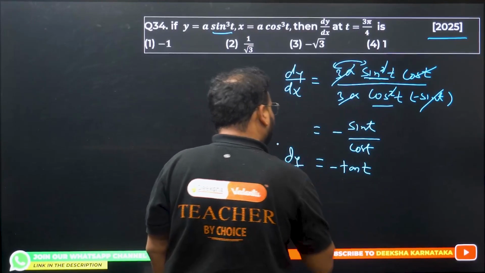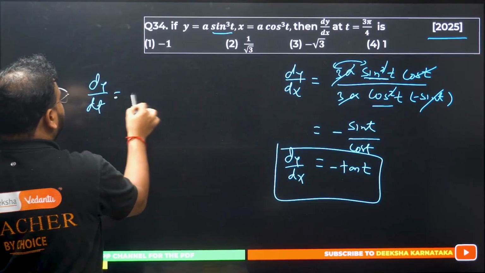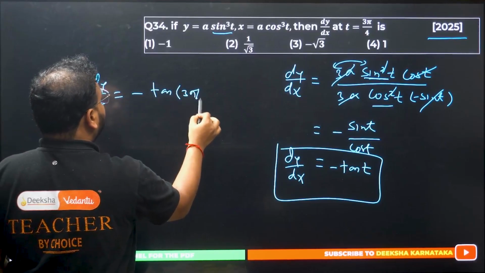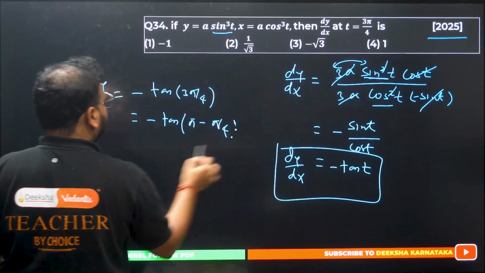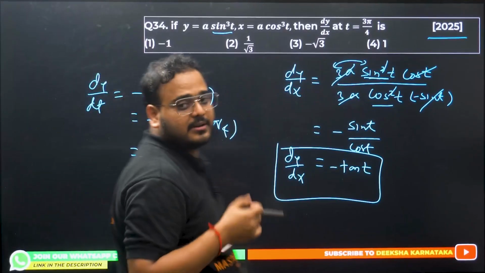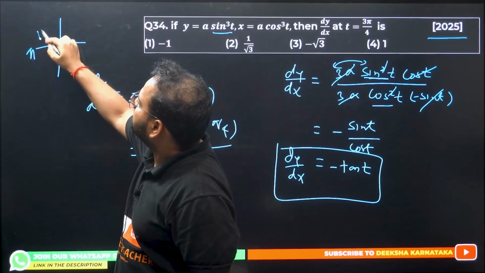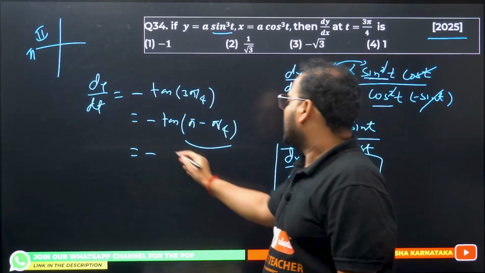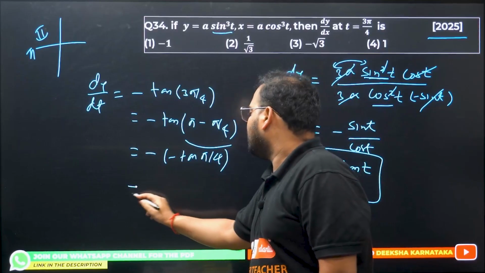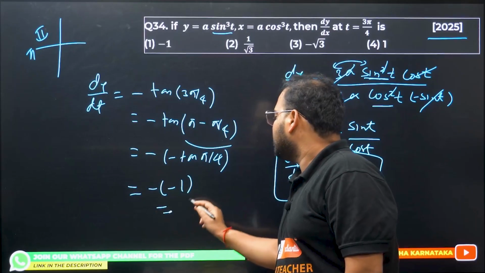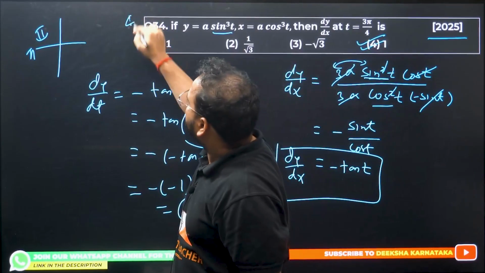What are they asking? Derivative at the point 3 pi by 4. So find dy by dx when minus tan 3 pi by 4 is there. So difficult. Tan of pi minus pi by 4. Which quadrant? Second quadrant. The angle pi minus pi by 4, second quadrant. Tan is negative. So it will become minus of minus tan pi by 4. So minus of minus 1. Answer is plus 1. Fourth choice.